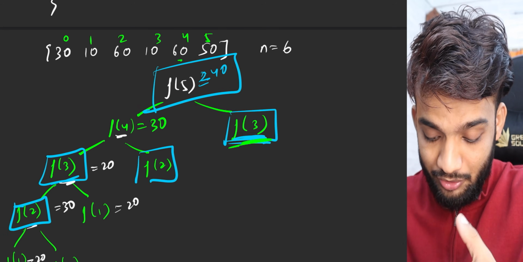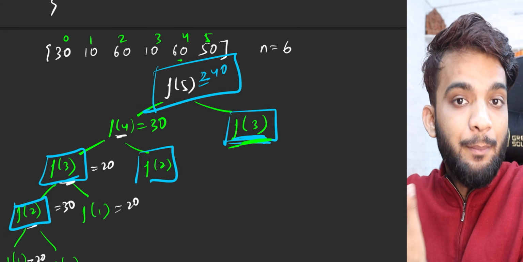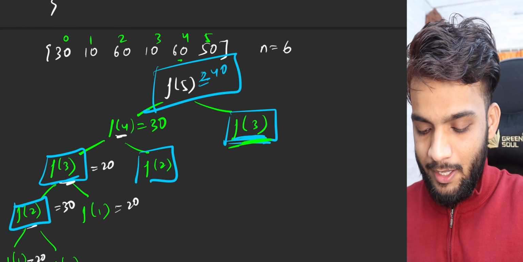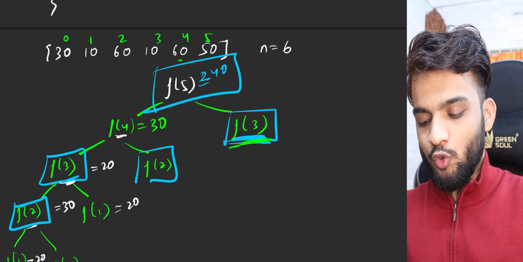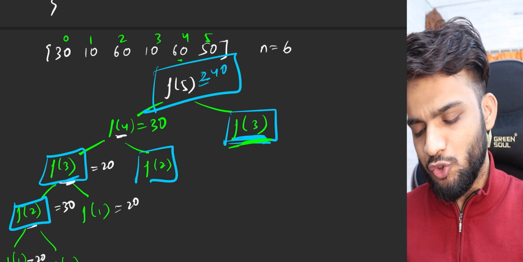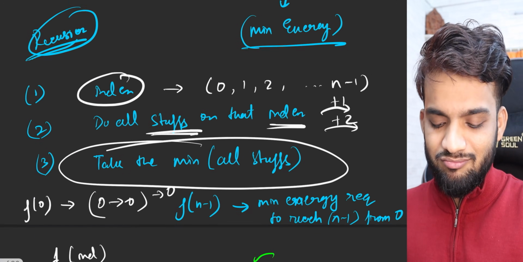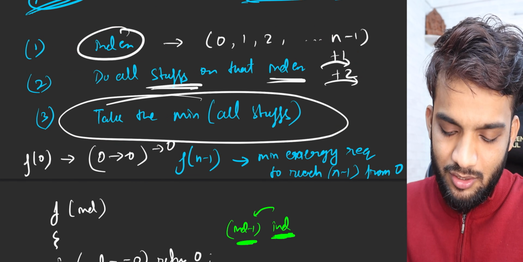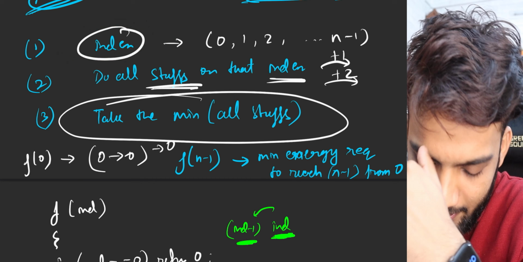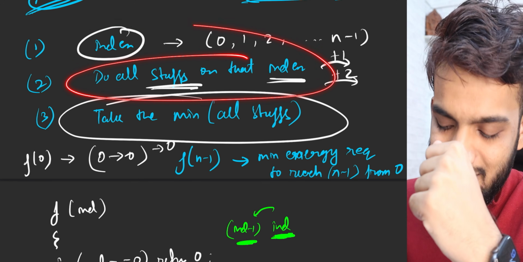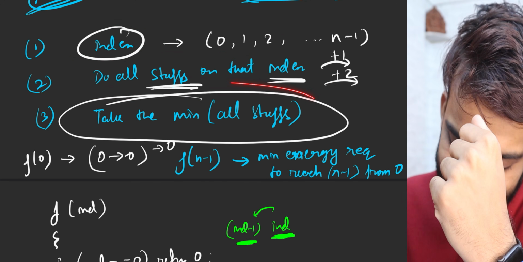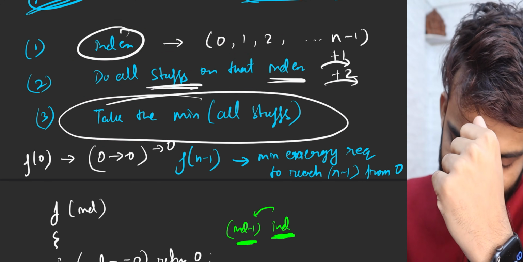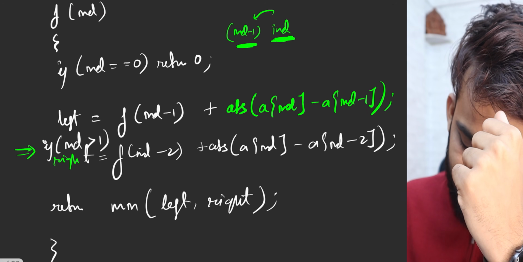This is how the recursion tree works and how you get the minimal possible way. Generally, if you draw this recursion tree by yourself, you'll understand much more. But in general, if you can remember these three lines: explain the problem in terms of index, do all stuffs on that index, take the minimum of all those stuffs, and then write the recurrence.